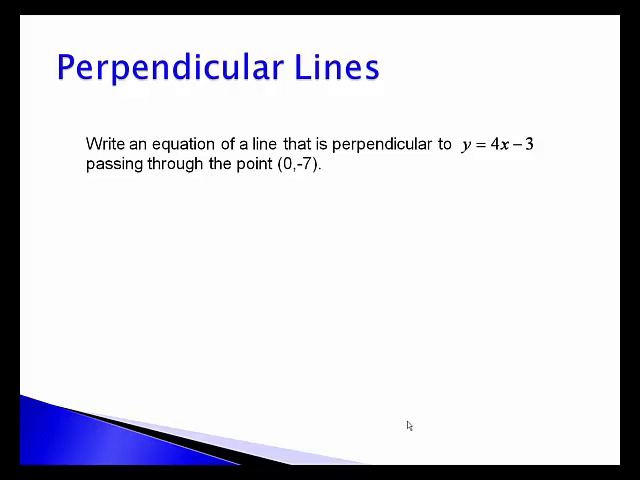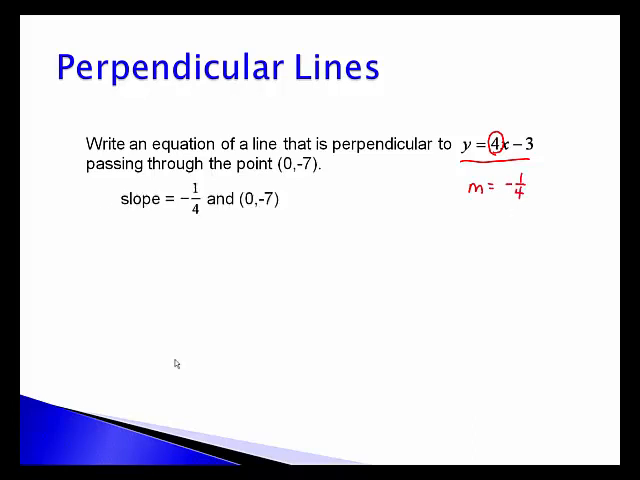If we're going to talk about a line that is perpendicular to this line, it's essential that we know what the slope of this line is. It is a 4. If I'm going to write the slope of a line that is perpendicular to this, then I need it to flip and be opposite. So the slope I'm looking for is going to be negative 1/4.